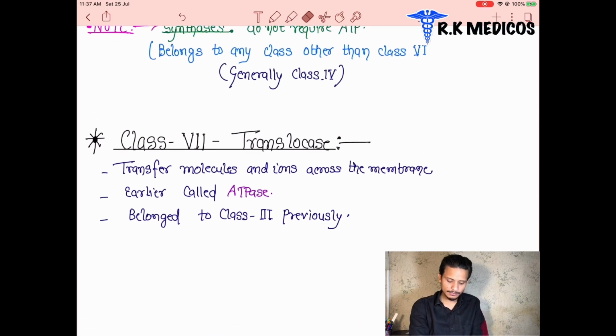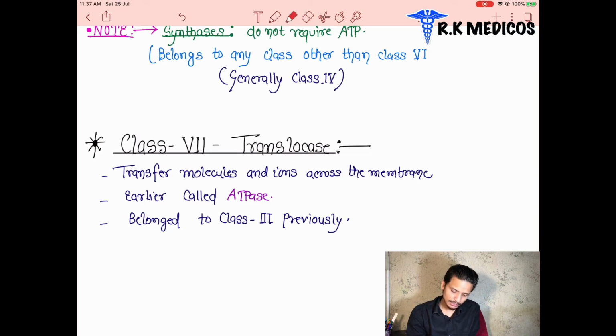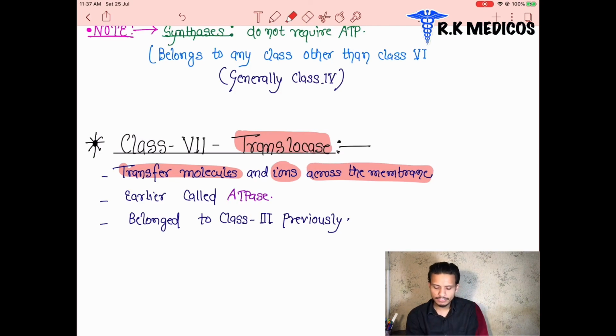Now we can see here the type 7. Basically type 7 is translocase. I already told you, translocase means the transfer of molecules or ions across the membrane. Some of them cross membranes and are called ATPase activity. Earlier these translocase activities were basically called ATPase, and they belonged to class 3 previously. All the translocase enzymes previously belonged to the 3rd class, but for now they are classified into a separate class.